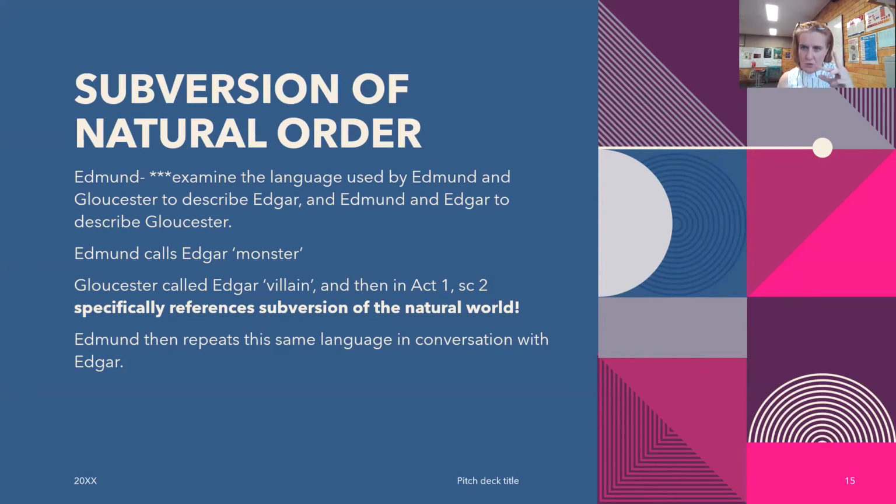So the actual idea of the subversion of natural order plays out really well simply by focusing on the Gloucester storyline, and the fact that Gloucester as a character is then ultimately rendered blind, and through being blind learns to see more clearly, is a great example of what it actually takes to restore natural order after it's been subverted. But you can look at any of the characters, and I think it's really important to look at them in opposition and in contrast to each other.